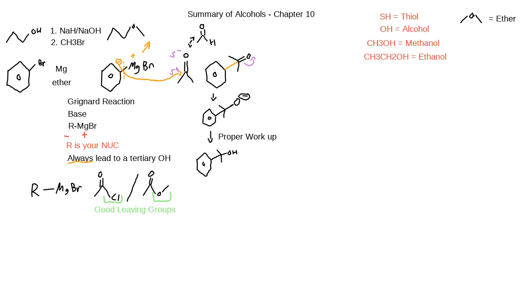So for these two, Grignard will only attack once. Okay. So attack once. Okay. For good leaving groups, we attack twice. All right, and I will explain why we have to attack twice or react twice.